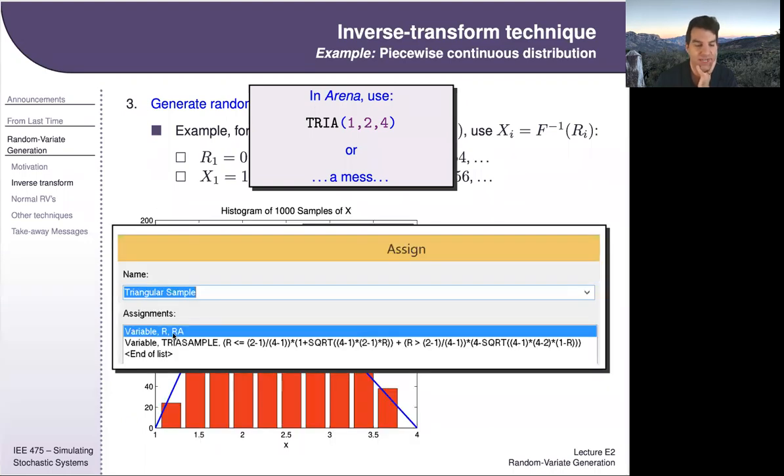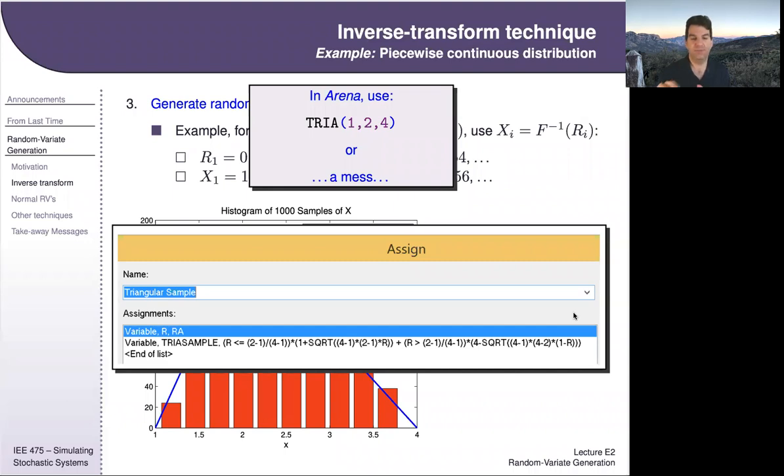In this ugly formula that I put down here, you assign to this thing I called tria sample this expression, which basically says if R is less than a critical value, it applies one formula, and if R is greater than that value, it applies another formula. And so that is, in theory, how you could take these ugly piecewise formulas and implement them in Arena and have Arena draw from a random variate distribution that it doesn't already have pre-built for you.